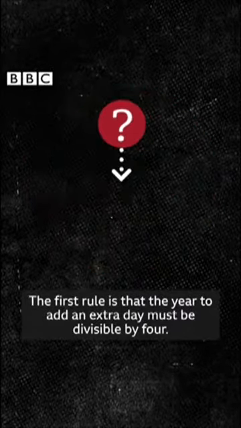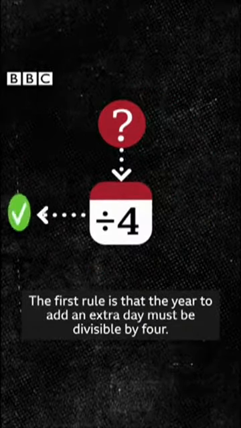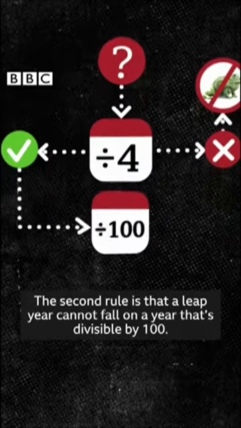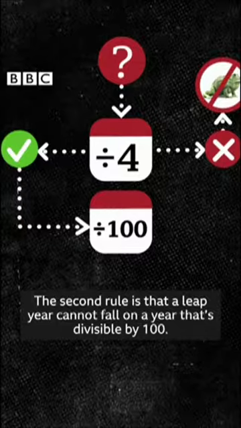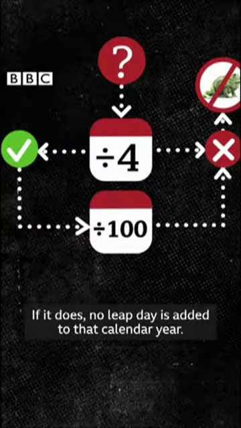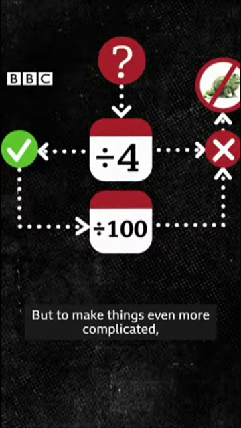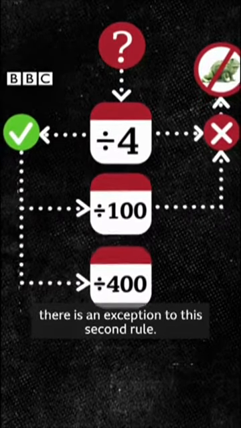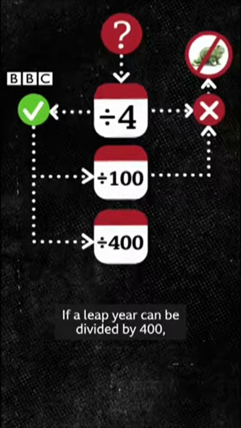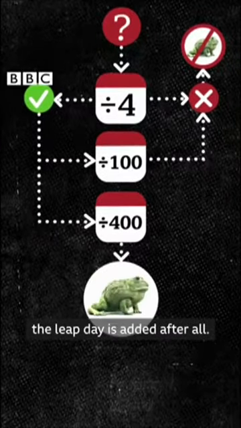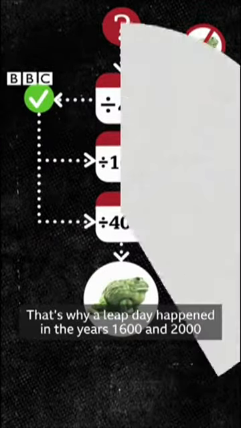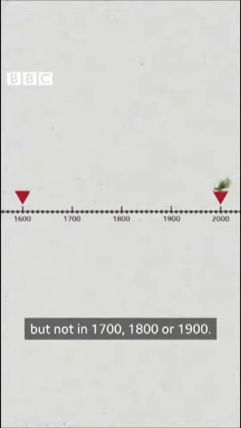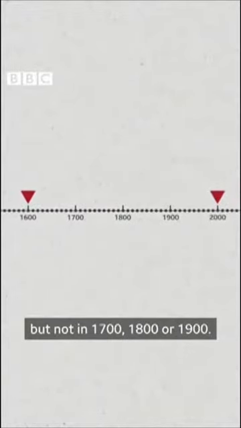The first rule is that the year to add an extra day must be divisible by 4. The second rule is that a leap year cannot fall on a year that's divisible by 100. If it does, no leap day is added to that calendar year. But to make things even more complicated, there's an exception to this second rule. If a leap year can be divided by 400, the leap day is added after all. That's why a leap day happened in the year 1600 and 2000, but not in 1700, 1800, or 1900.